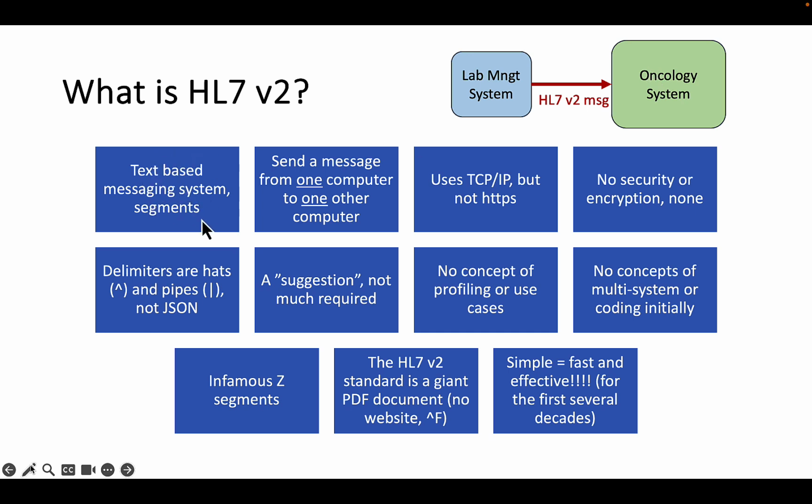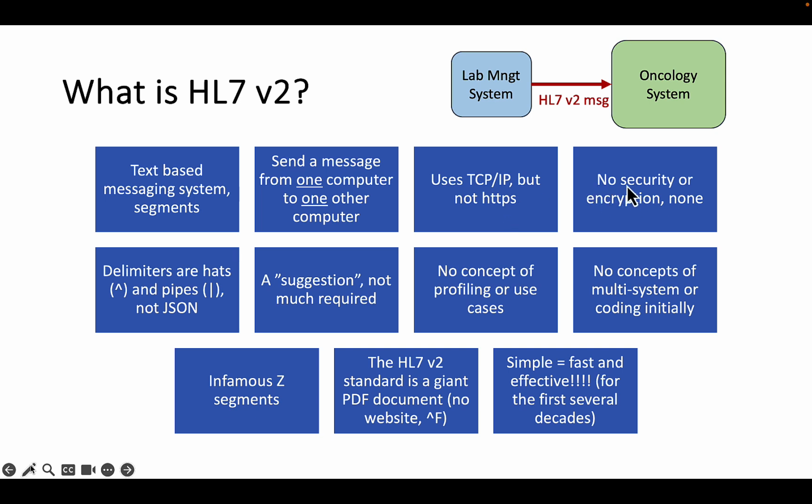However, each message is composed of segments, which we'll look at in just a minute. And the segments were actually pretty advanced because it was kind of like an object which could be reused. HL7 version 2, as I said, sends one message from one computer to one other computer. It uses TCP/IP, but not HTTP or HTTPS because those hadn't been invented yet, but at least it does use TCP/IP. The transport layer is actually called MLP, but it is unique to HL7 and nothing else.